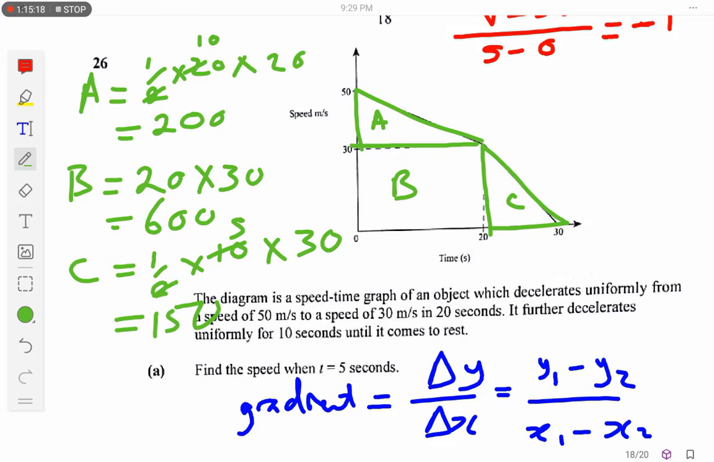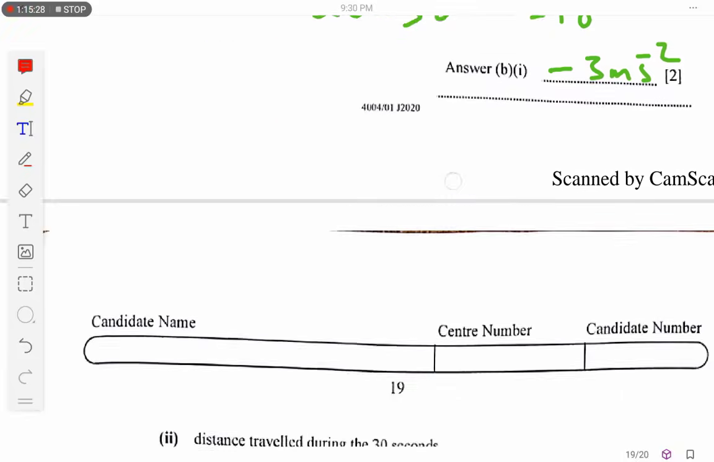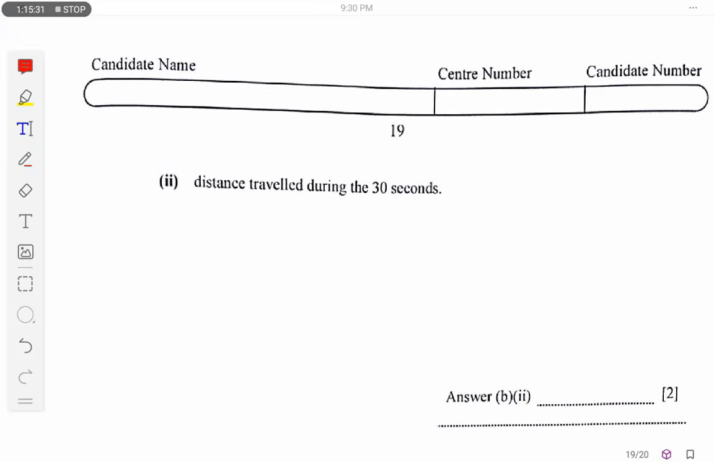Okay, so the total area is going to be equal to 150 plus 600 plus 200. You find out I'll get 950. So the distance that is going to be traveled there is 950 meters. So this is 950 meters there.